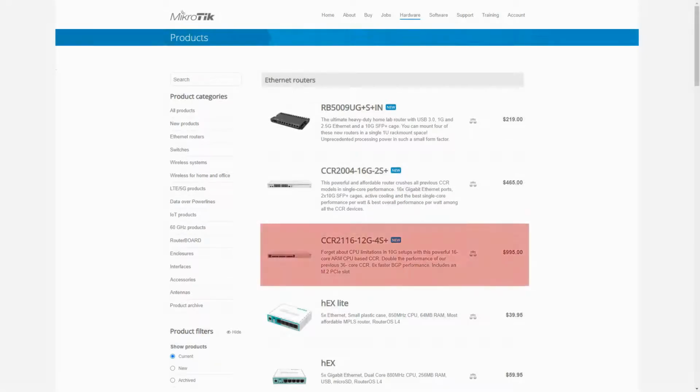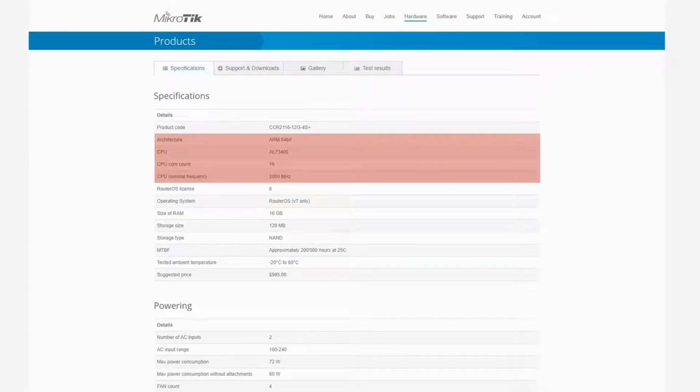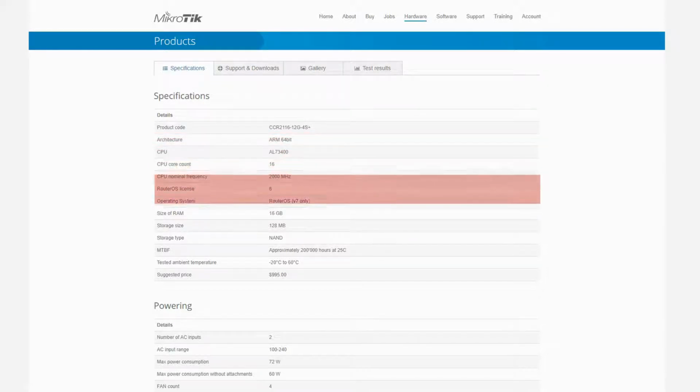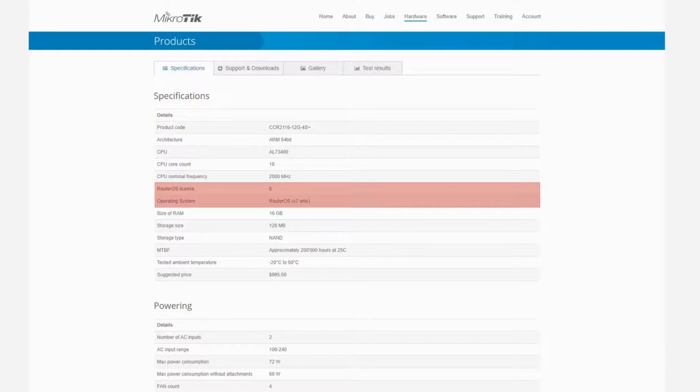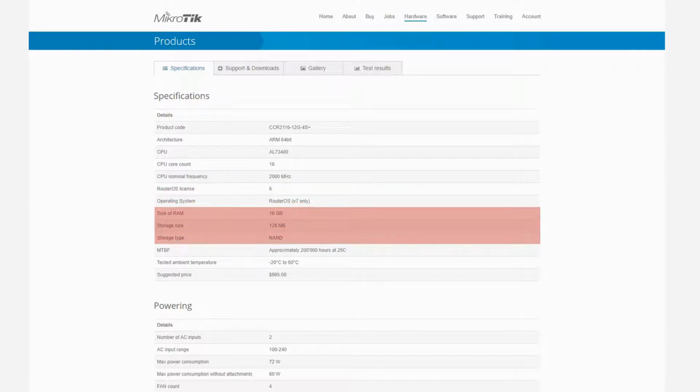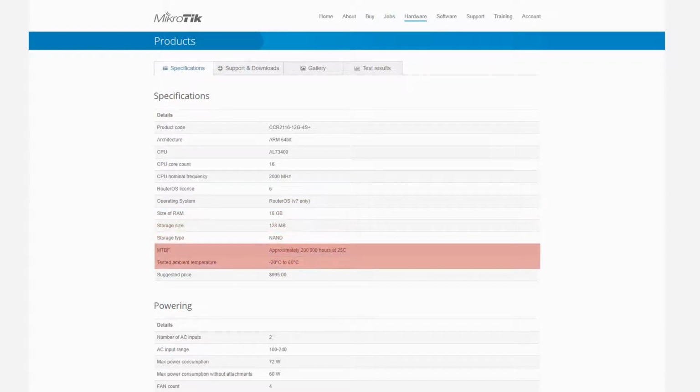Regarding technical specifications, the CCR2116, similar to other new MikroTik routers, uses the ARM 64-bit CPU architecture and has a frequency of 2 GHz. It comes with a Level 6 RouterOS license and only works with RouterOS version 7, which means it cannot be downgraded to a previous version. This router has 16 GB of RAM and 128 MB of local storage. Also, it has an average lifetime of about 200,000 hours at 25 degrees Celsius and works from minus 20 degrees to 60 degrees Celsius.